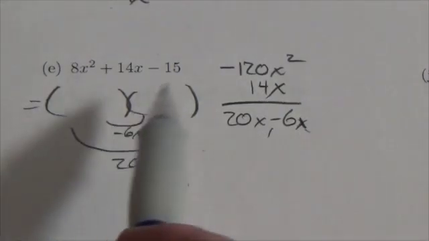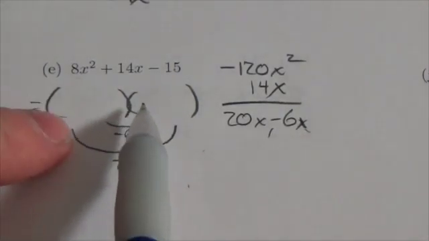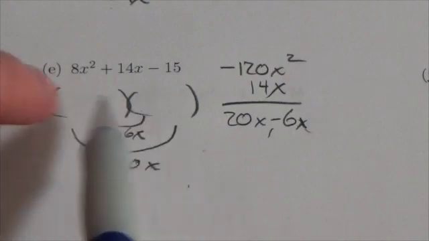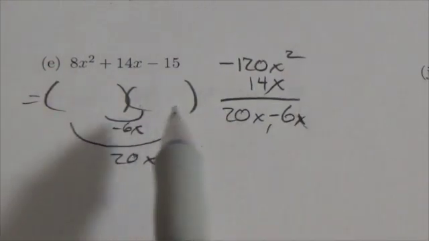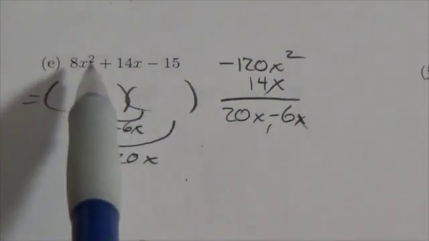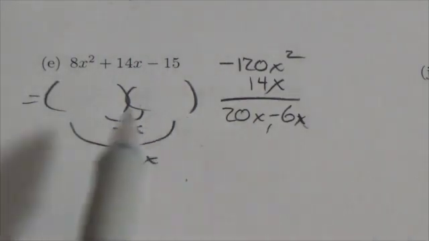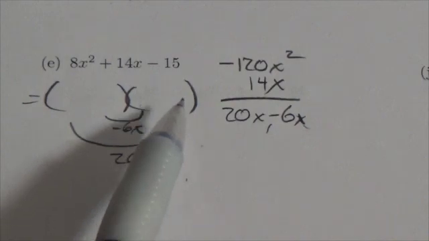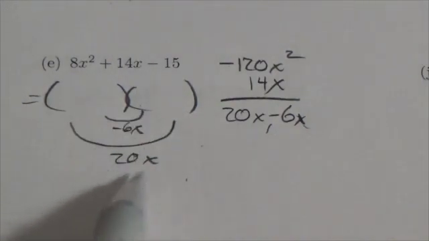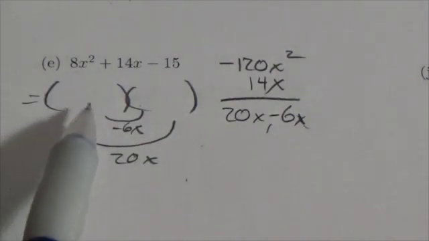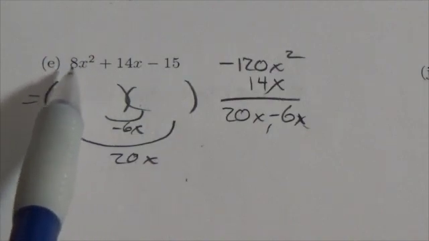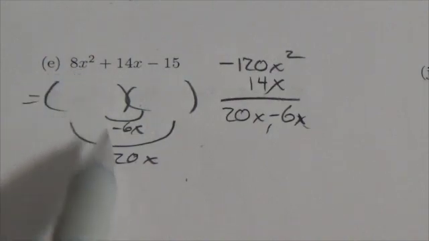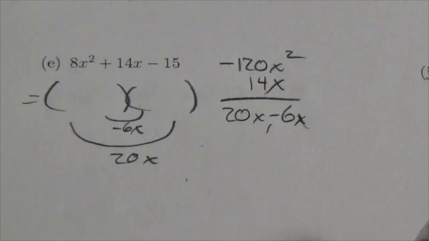Okay, now consider the binomials here. The first two terms in each of these binomial factors, their product has to be 8x squared. Okay, but this term right here, this first one, and this term right here, their product has to be 20x. So whatever this is, it has to be basically a factor of 8x squared and a factor of 20x.